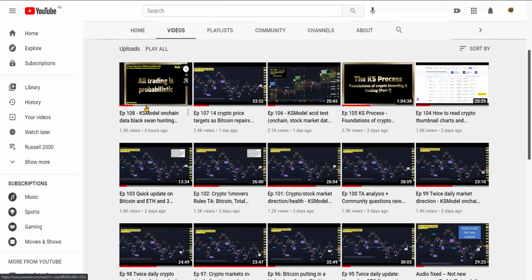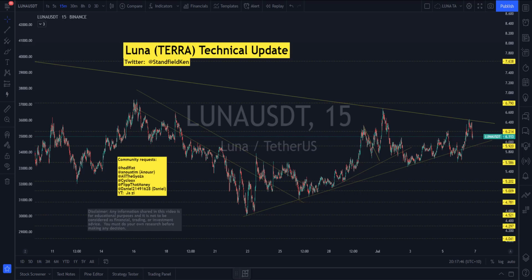Episode 108, the KS model and all the data, is incredibly important. If we don't get this right, it's disastrous. We really have to use probabilities to understand what is happening. Luna is currently trading at 6,121. Support is below at 5,920 and 5,586. Resistance above at 6,214. Notice this particular resistance line, which will come into play around 6,426.